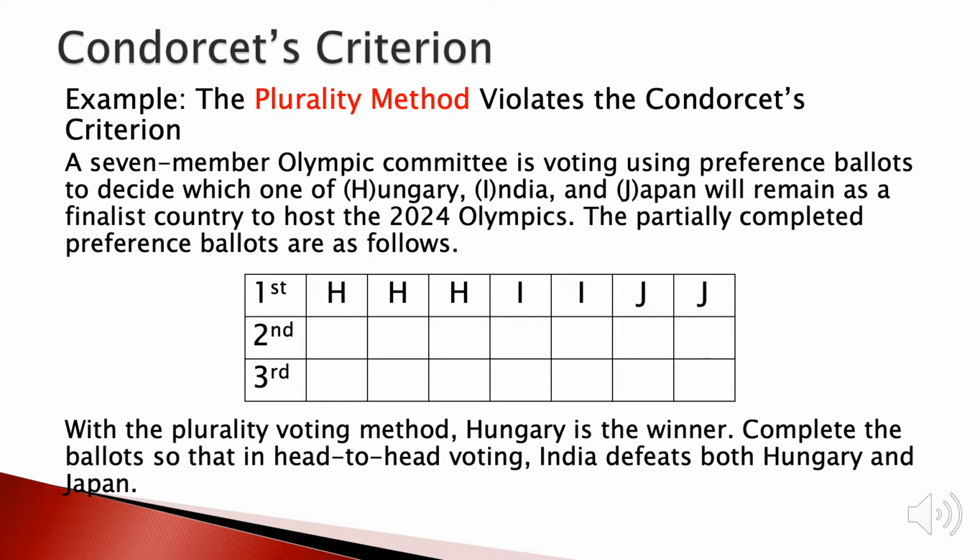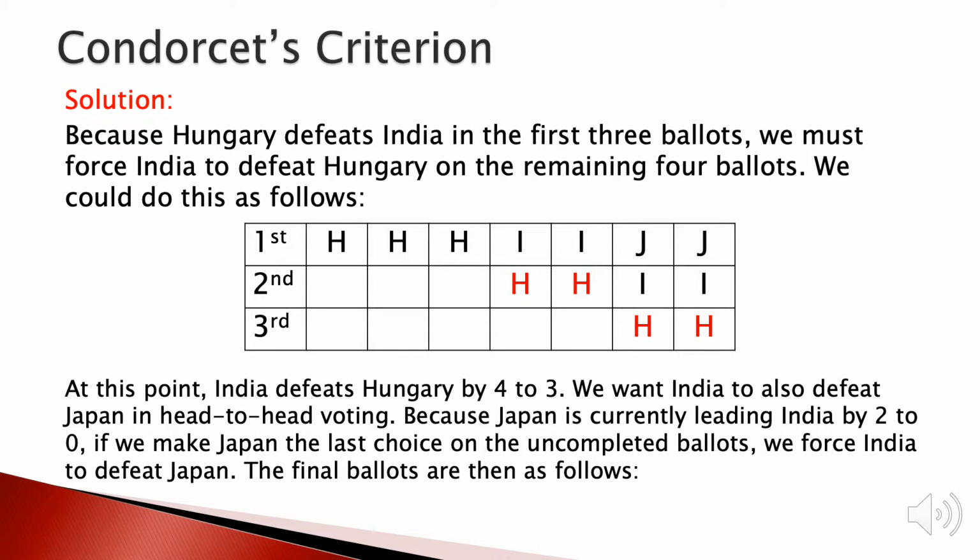From the preference table with only the first preference row, we see that H has the most votes, and it should be the winner. Then we need to complete the preference table so that in head-to-head voting, country I defeats both H and J. Because country H defeats I in the first 3 ballots, country I must defeat H in the remaining 4 ballots. So we fill the 2 boxes below I by H and the remaining 2 H's below the 2 I's.